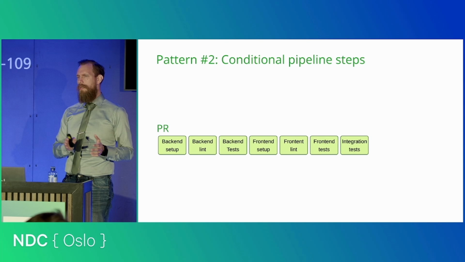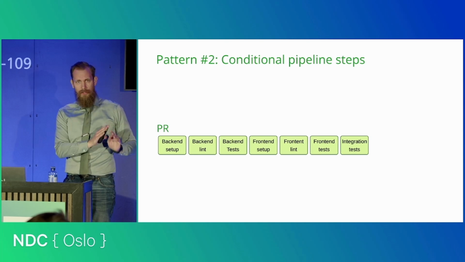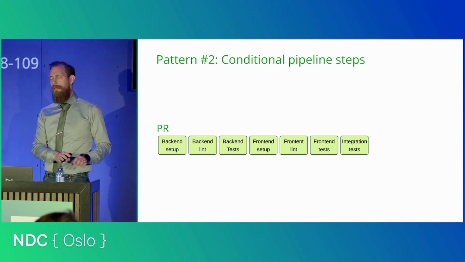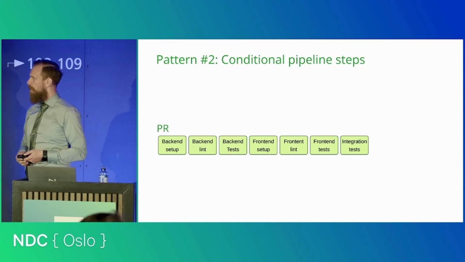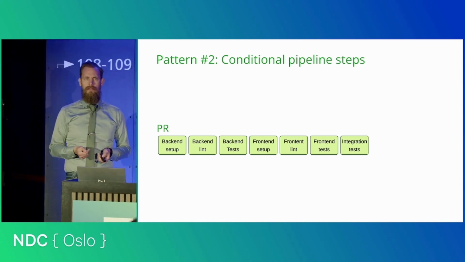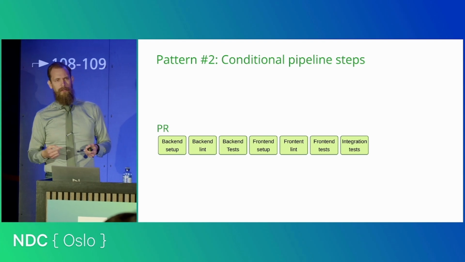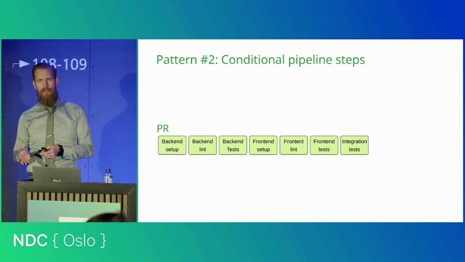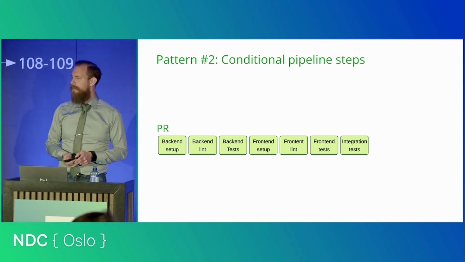Do we really need to rerun all the checks for the backend because we haven't touched the backend? We only touched the front-end code. There's no need to rerun the backend tests. And the same goes if we do a backend only change. Maybe we added a database index. Then we don't really need to rerun the front-end changes because it shouldn't be affected by the backend only change.